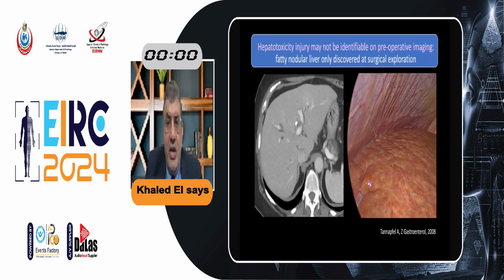Hepatotoxicity may not be identifiable on imaging, and that's a problem. You can see the liver as normal on imaging, but on surgery you can see it nodular and diseased. So hepatotoxicity injury may not be identifiable preoperatively.